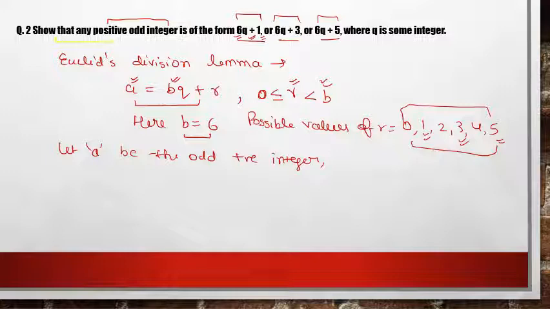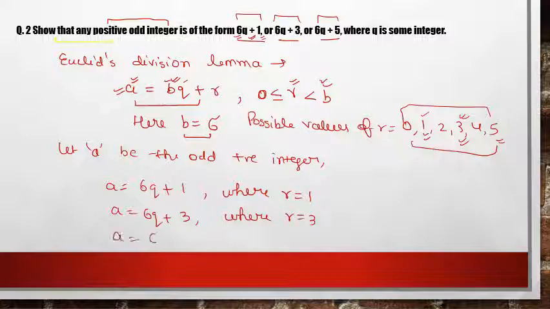So that means a can be represented as bq, which is 6q plus r, when r is 1. Then out of these values we can take 3 also, because it is also an odd number. And then we can take 5 also out of these possible values, where r is 5. Getting my point? So this is Euclid's division lemma, and based on this, this type of question can be asked, and this is the very basic question.